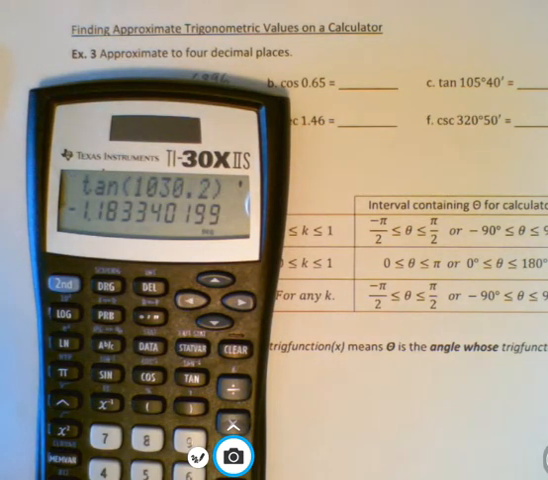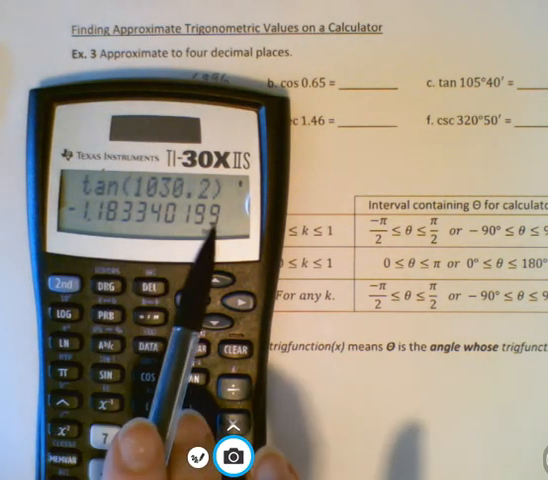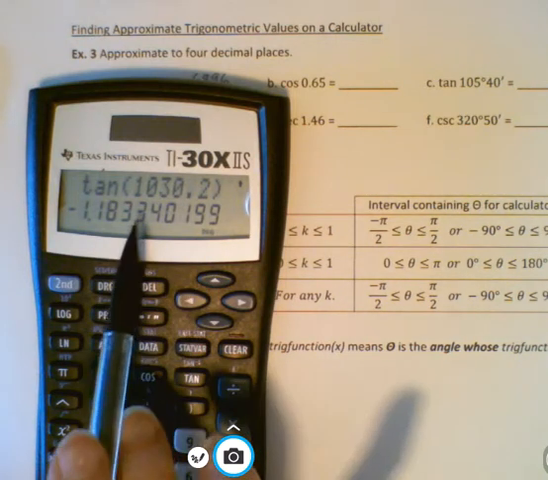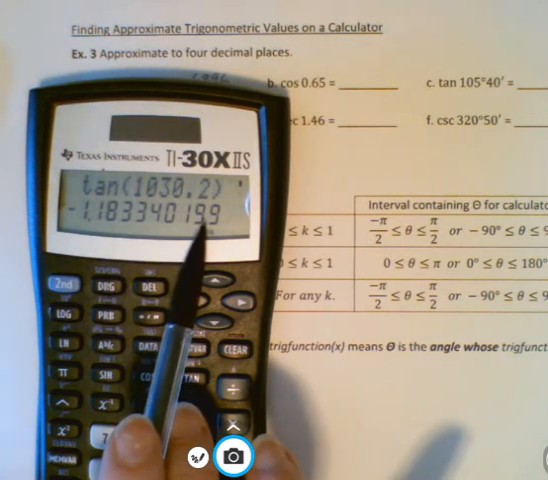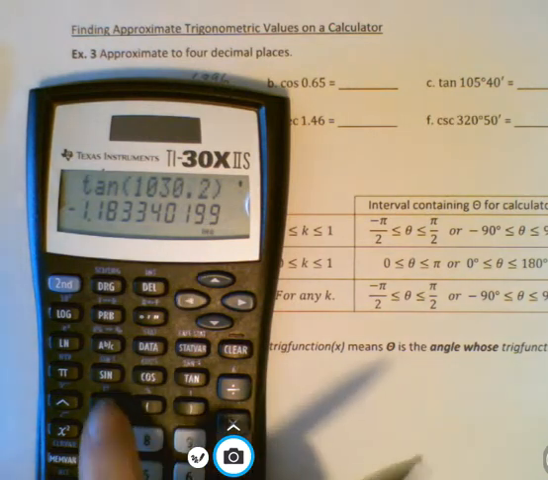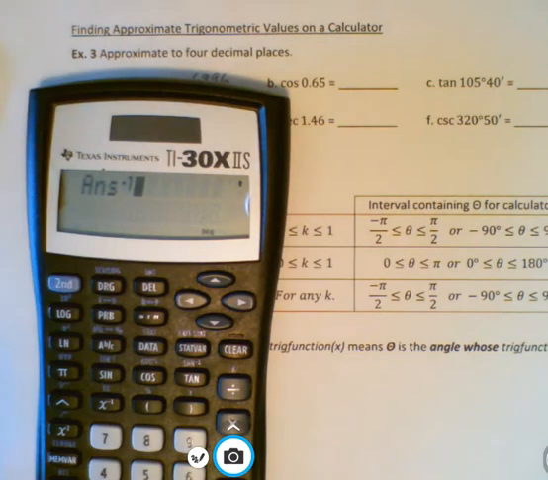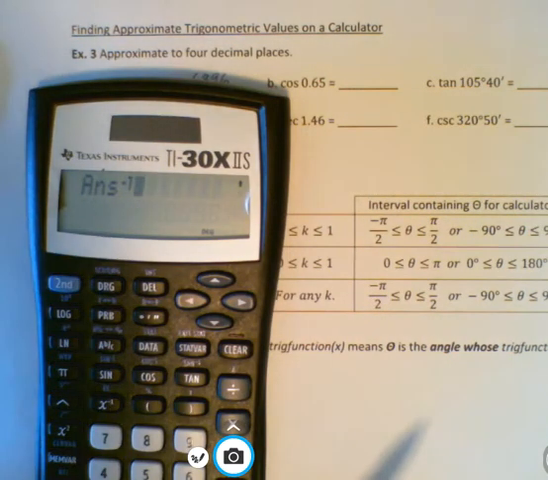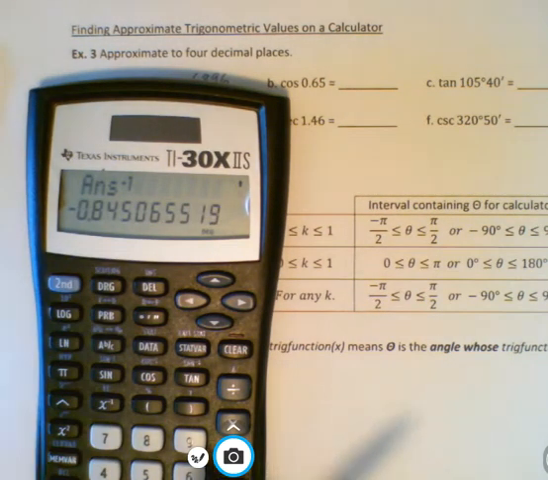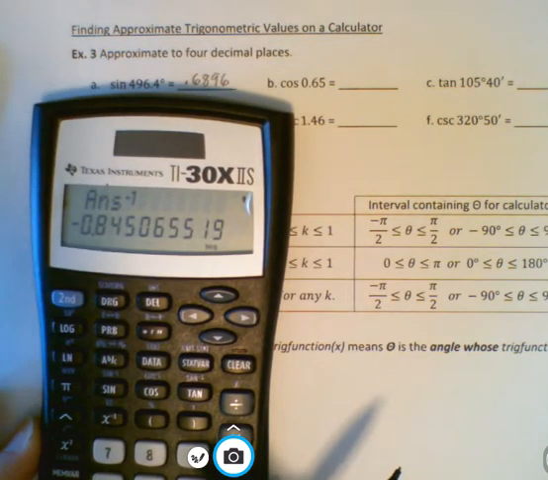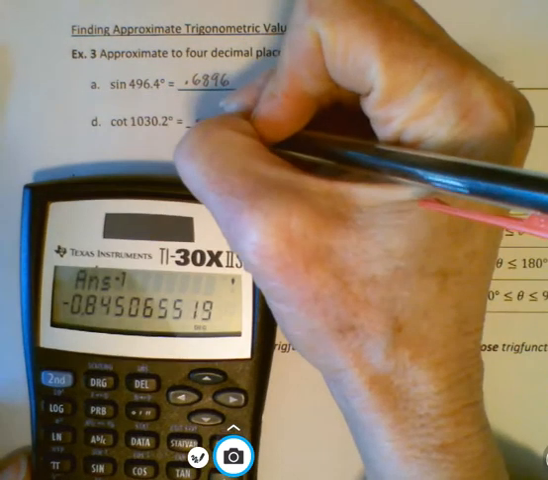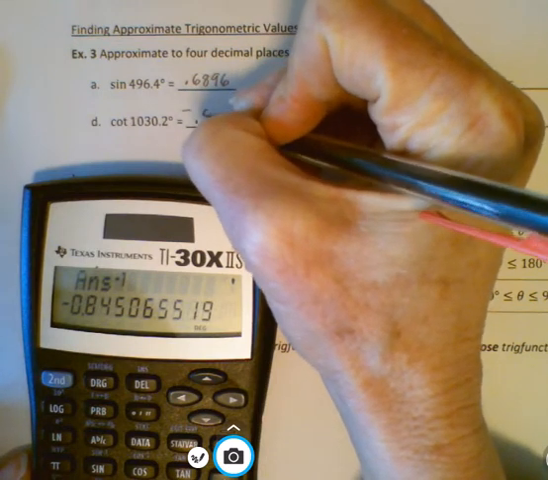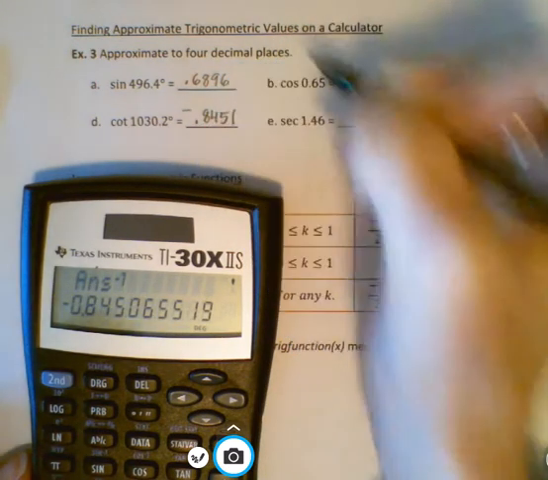Okay, now that's the tangent, but I want the reciprocal. Well, you have a reciprocal button right here, x to the negative 1. Whenever you have something on your screen and you hit x to the negative 1, it says, oh, you want 1 over this number. Yes, I do. Thank you. I shall hit that button. It says answer to the negative 1. Yes, it equals. And now I get negative 0.8451 rounded to 4. So it's negative 0.8451.